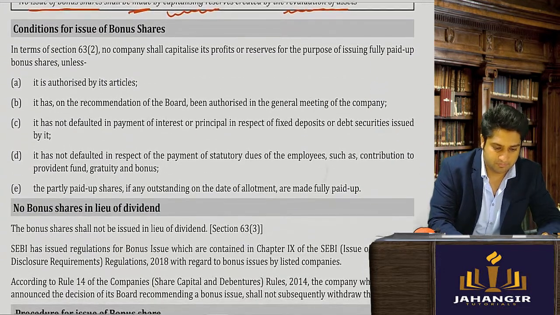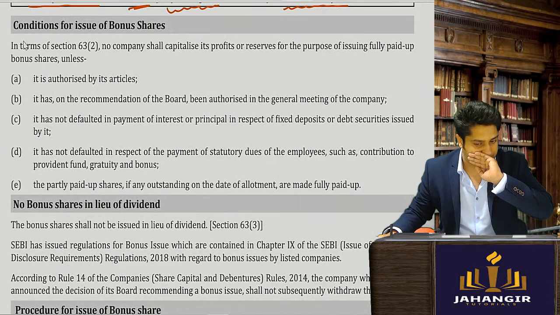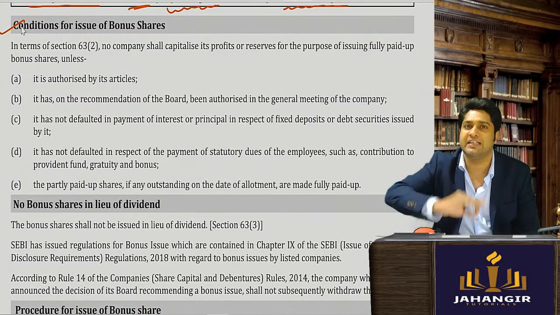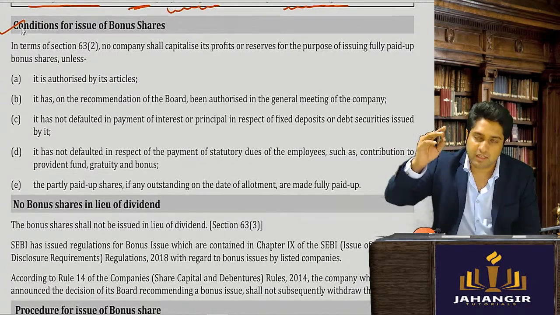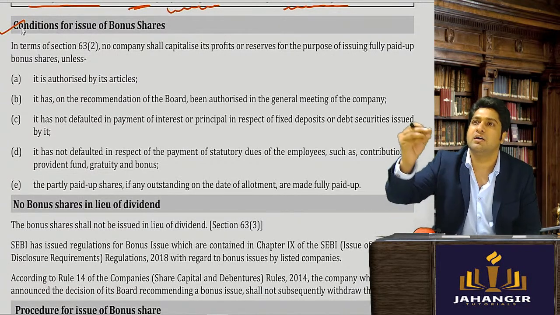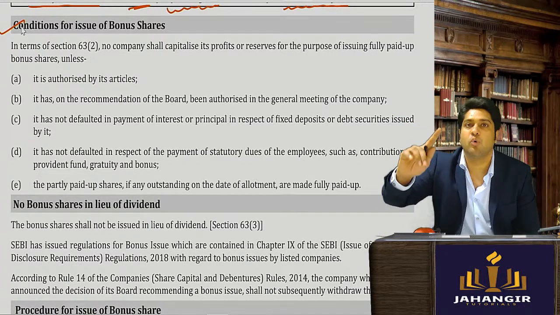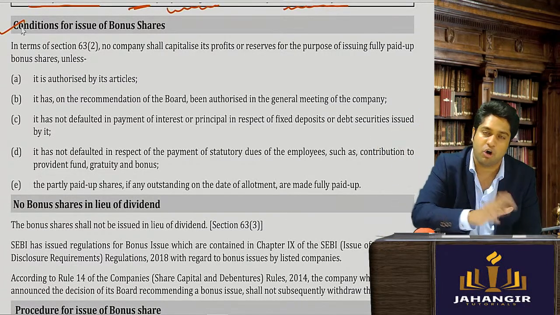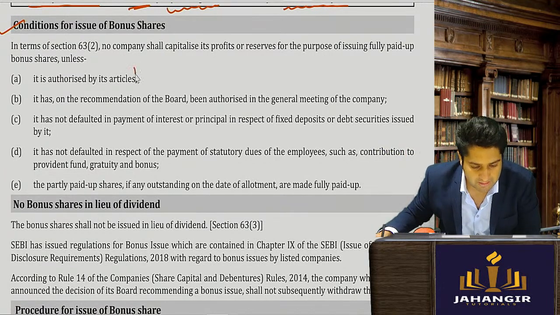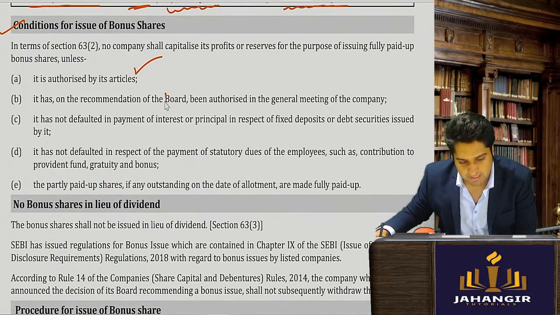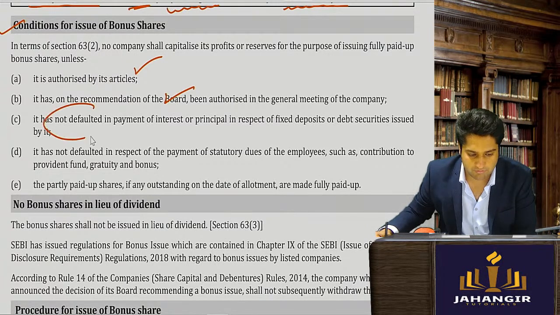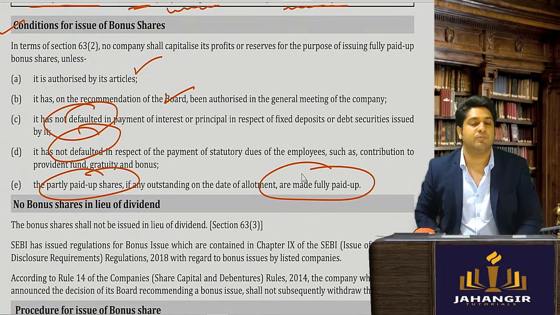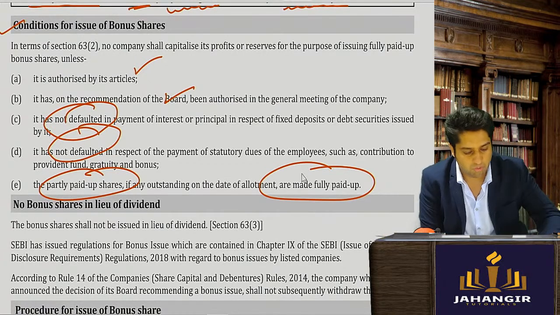Now the conditions. What are the conditions for issue of bonus shares? Very very simple. For any kind of issue, you mandatorily require a special resolution. Only for DVRs, the government has made it, after amendment, an ordinary resolution. It must be authorized by the articles, and recommended by the board. The company should not have defaulted, and partly paid shares should be made fully paid up. Then only you can issue bonus shares.